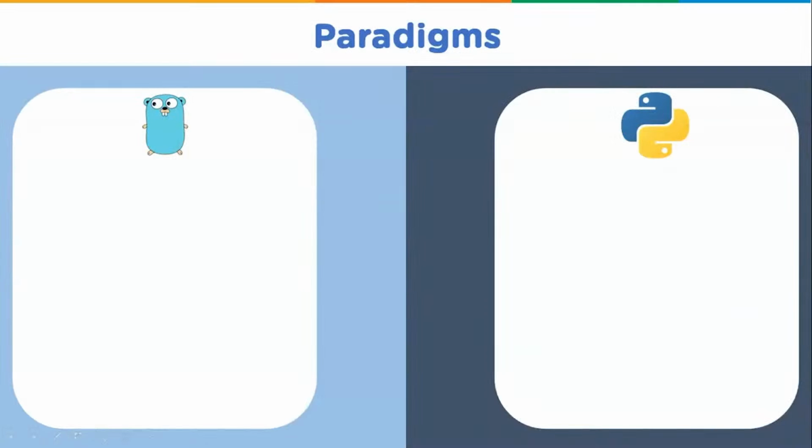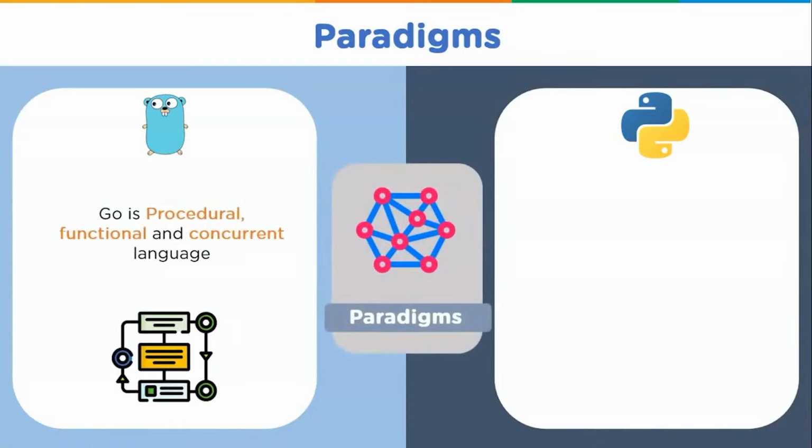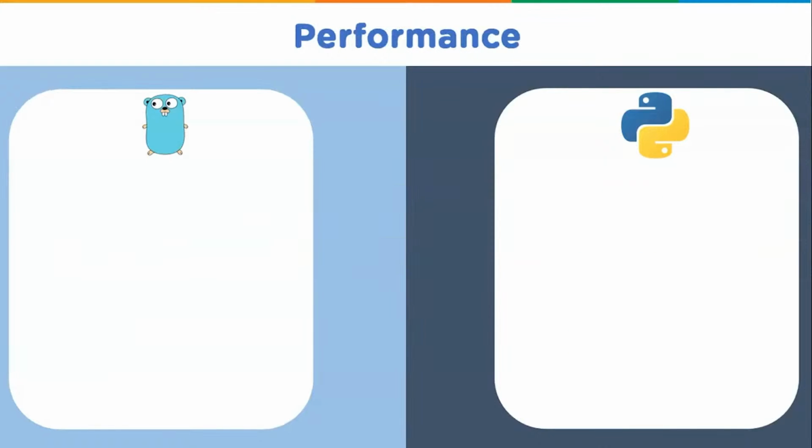Firstly, we will compare on the parameter paradigm. Go is a multi-paradigm programming language. It is procedural, functional, and concurrent, whereas Python supports four main programming paradigms, that is, imperative, functional, procedural, and object-oriented. Let's compare the two on the topic of performance.